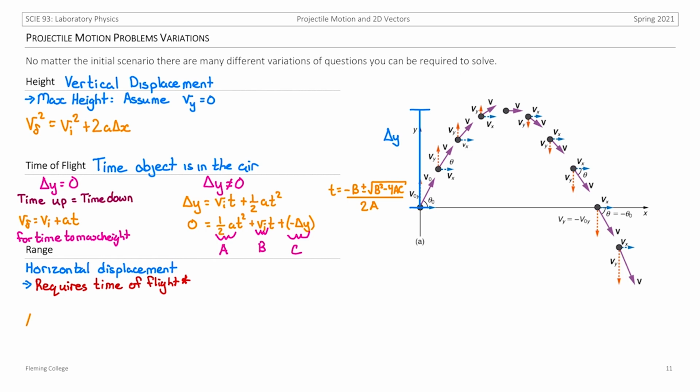One of the other things we're using here is, if we want to solve for delta x, we're just going to the definition of velocity. So our horizontal displacement will be dependent on our horizontal velocity and the amount of time we spent flying. And remember, our horizontal velocity is constant without air resistance.